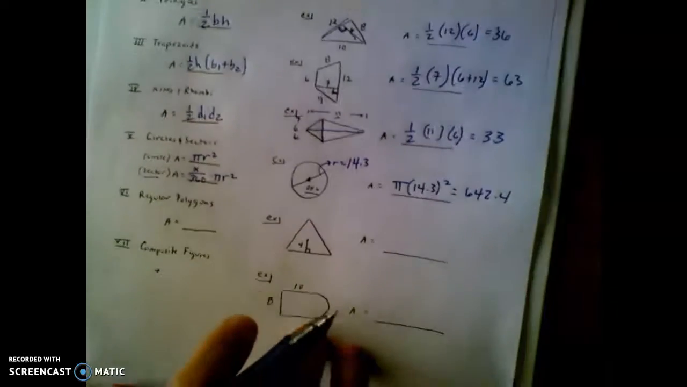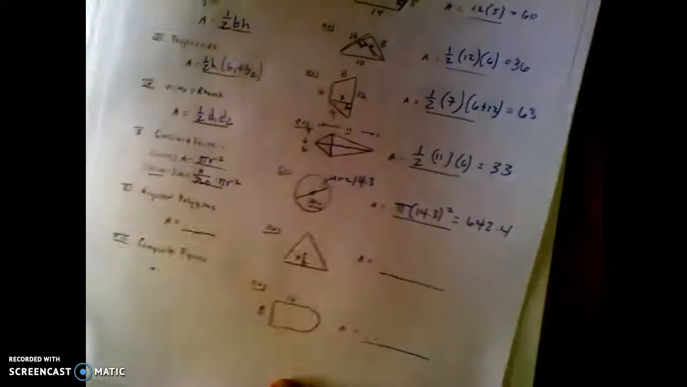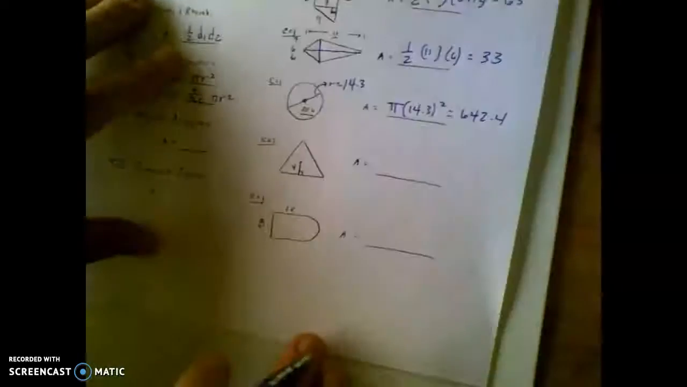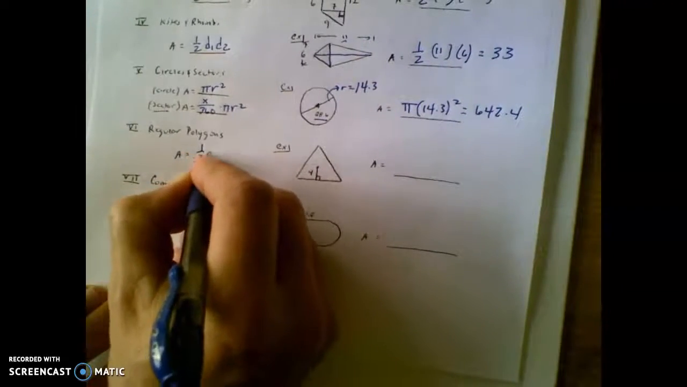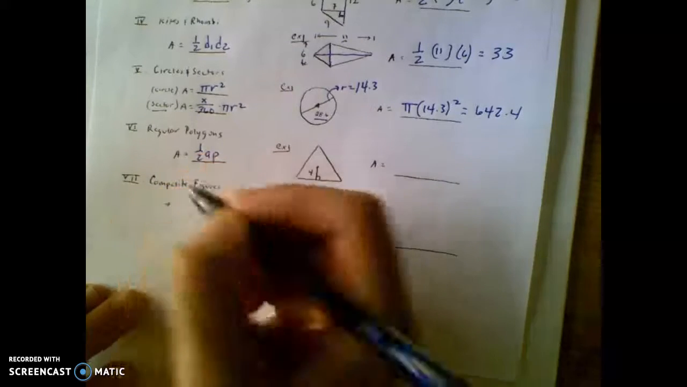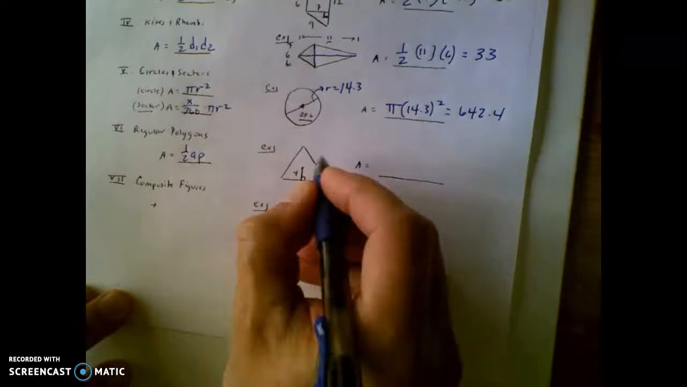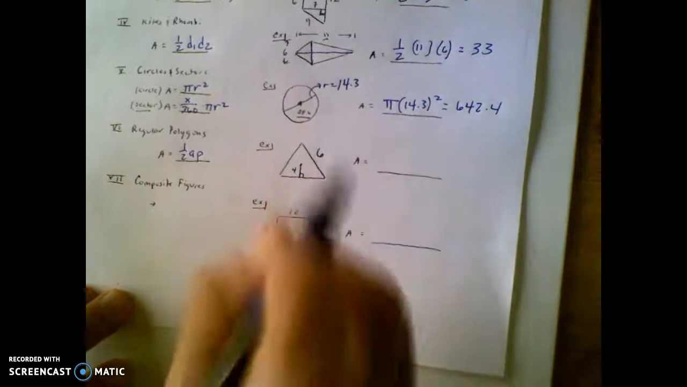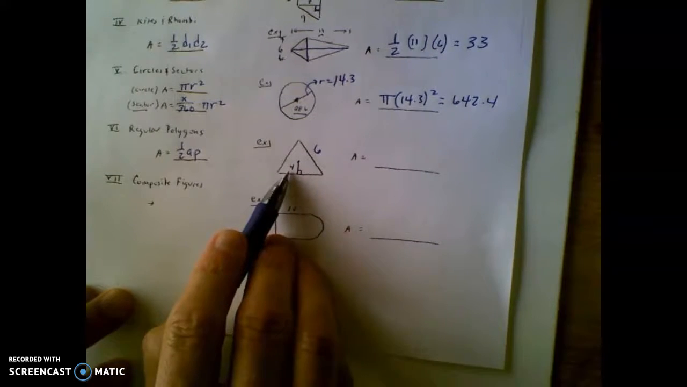So that's a circle. Then we moved on to regular polygons. Regardless of the number of sides, they all had the same formula. Formula for regular polygon is 1/2 AP, where A is the apothem and P is the perimeter. So down here, I'm given a triangle. Again, I'll always give you one of the sides. I forgot to write that side down. But the apothem here is 4.